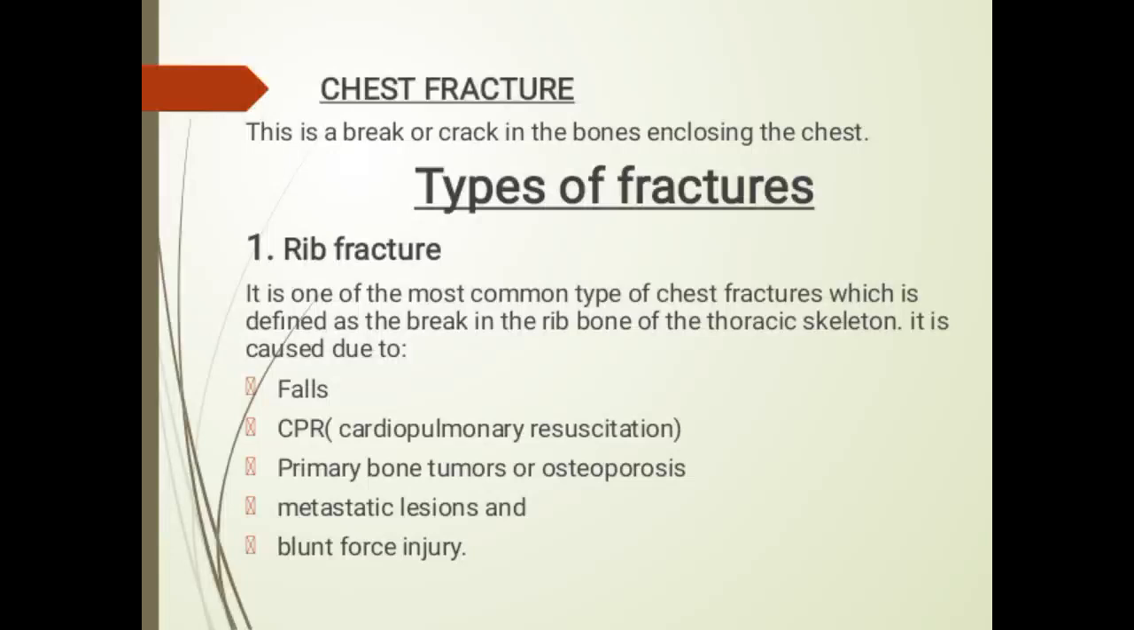Welcome to our topic. Today we'll look at upper limb fracture, basically chest fracture. Chest fracture is a break or crack in the bone enclosing the chest. We know there is a cavity here called the thoracic cavity, which is very important in protecting vital organs such as the lungs, and even the heart. You know the heart pumps blood.